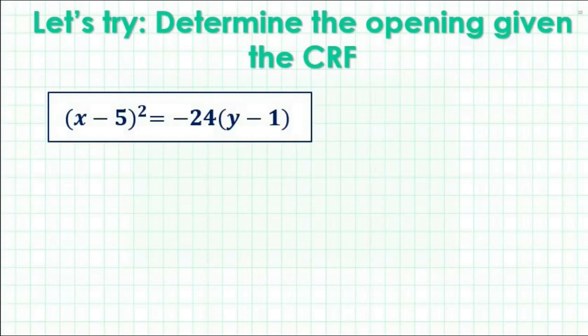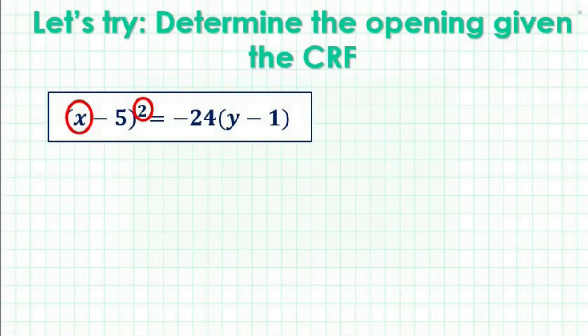This is the first equation. We have quantity x minus 5 squared equals negative 24 quantity y minus 1. Again, the first thing that you need to take note is which variable is being squared. Is it x or y? And in this first example, we can explicitly see that x is the one that is squared, y is not. Hence, we'll have a hint that this parabola may open upward or downward.